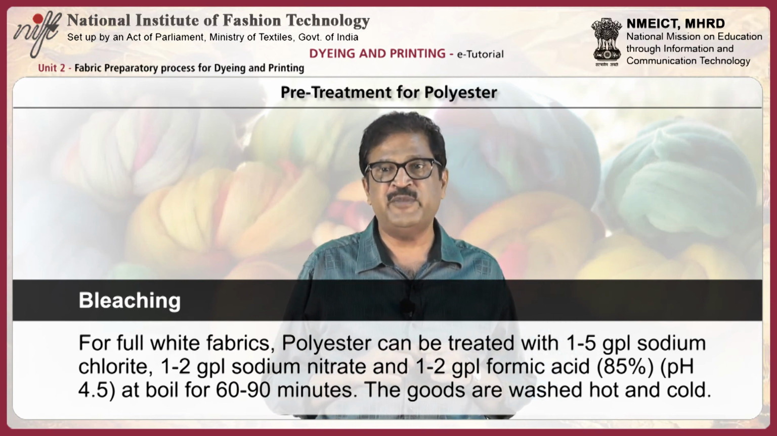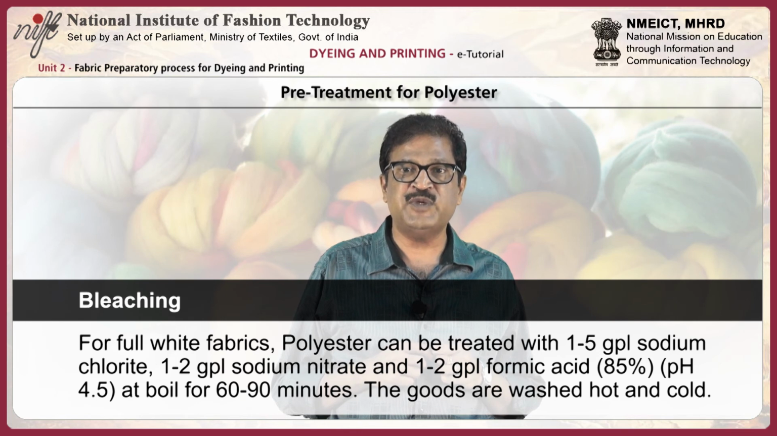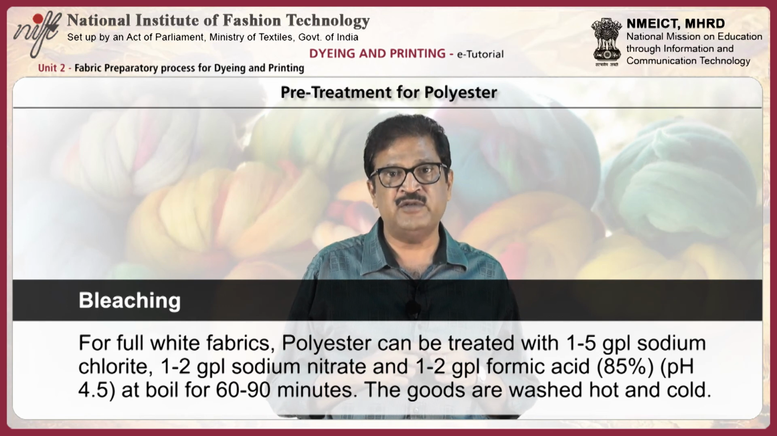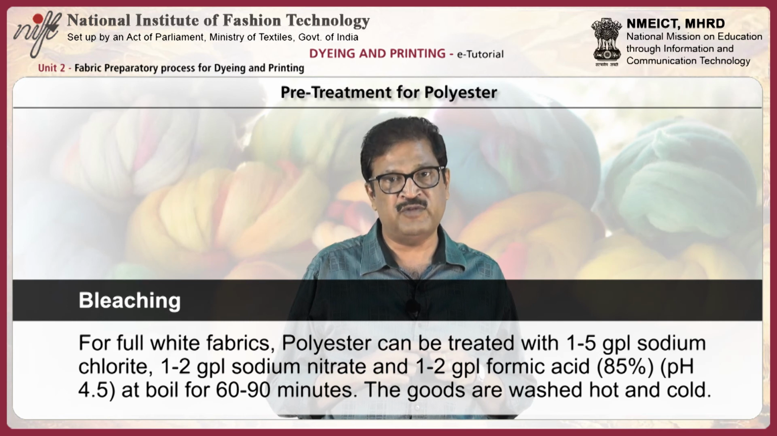For full white fabrics, polyester can be treated with 1 to 5 grams per liter sodium chloride, 1 to 2 grams per liter sodium nitrate and 1 to 2 grams per liter formic acid 85% and pH about 4.5 at boiling temperature for 60 to 90 minutes. The fabrics are then washed with hot and cold water.